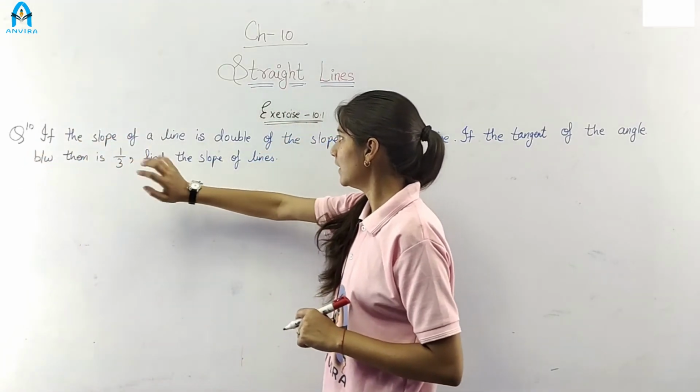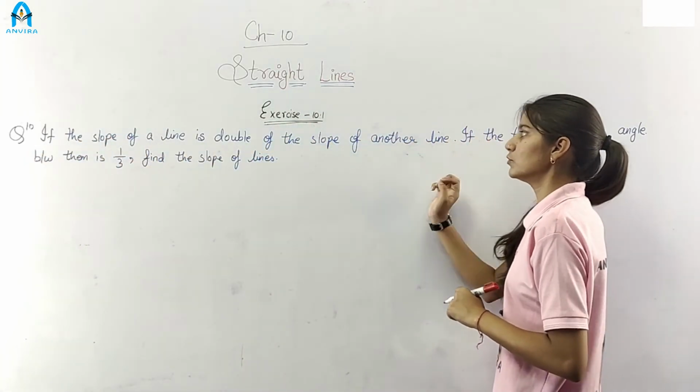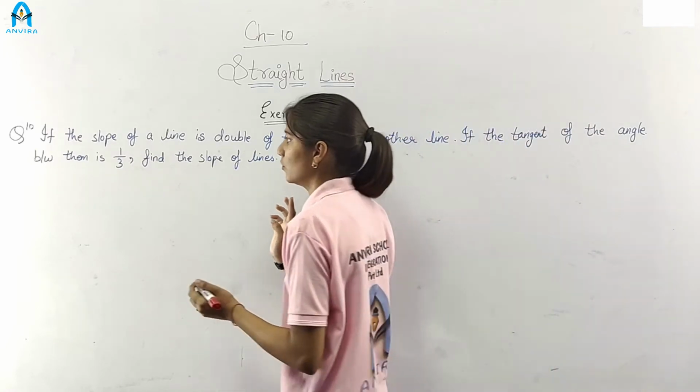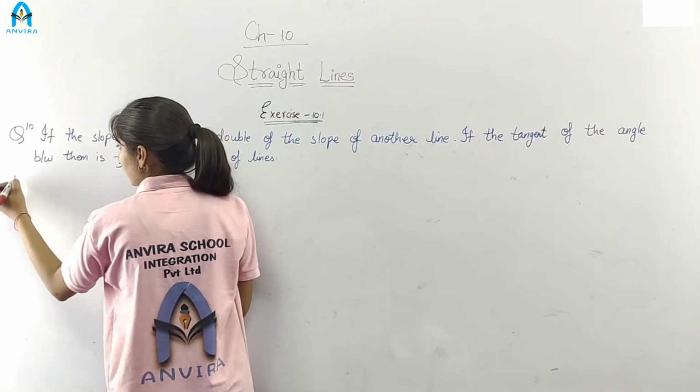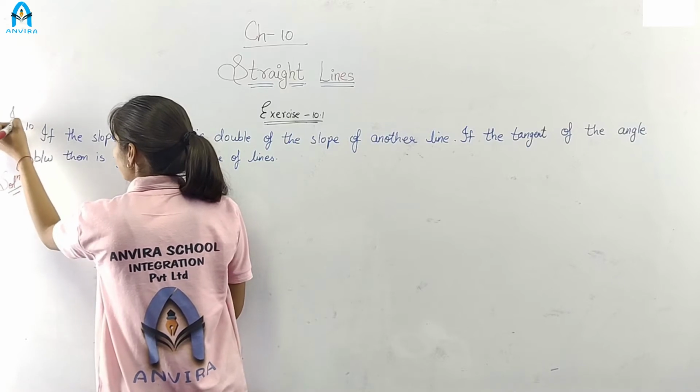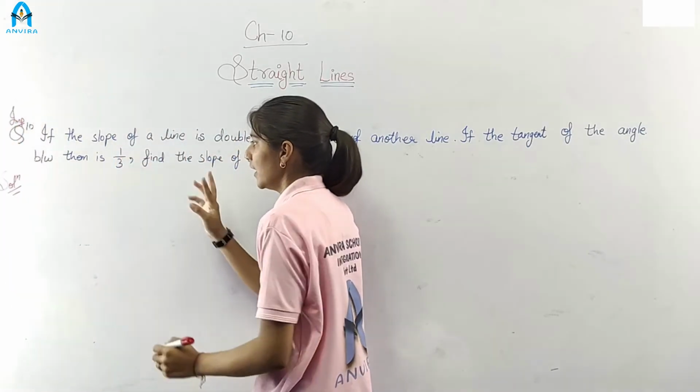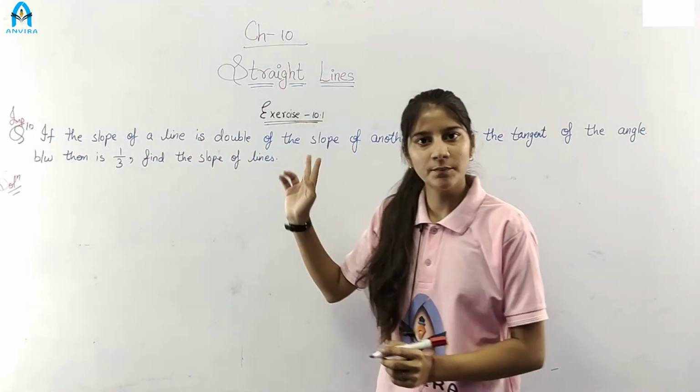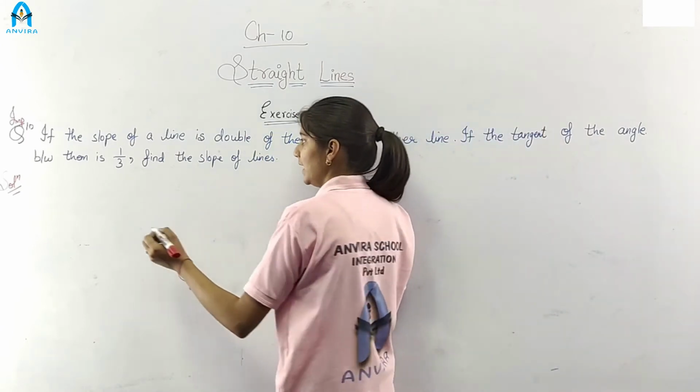Now the question number 10. If the slope of a line is double the slope of another line, mark it as important, it is an important one.